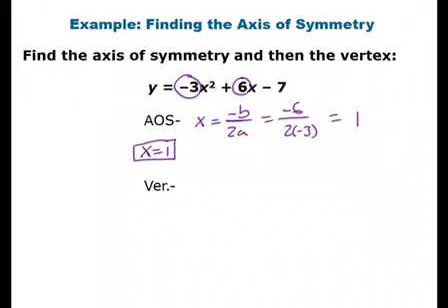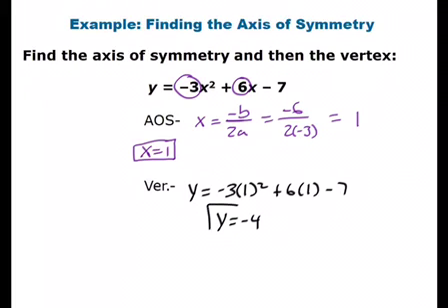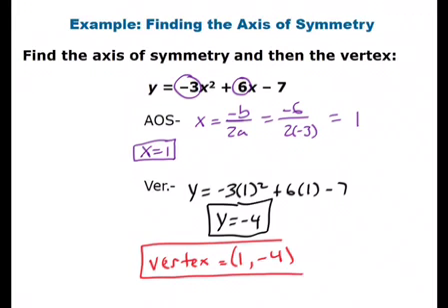Then we're going to plug that value in for x to find y. So we've got 3 times negative 1 squared plus 6 times negative 1 minus 7. We'll go ahead and evaluate all this, and you get y to equal negative 10. So that means that our vertex, in this case, equals negative 1, negative 10. So that's the coordinate of our vertex for this parabola.